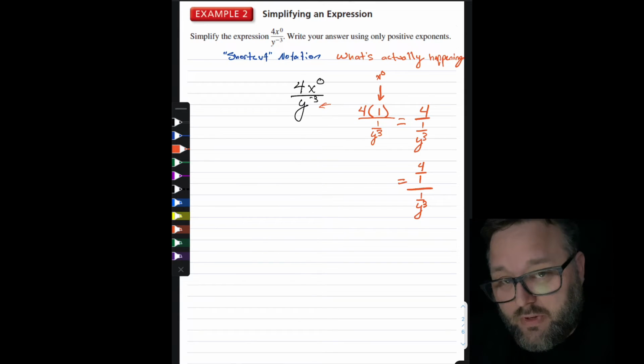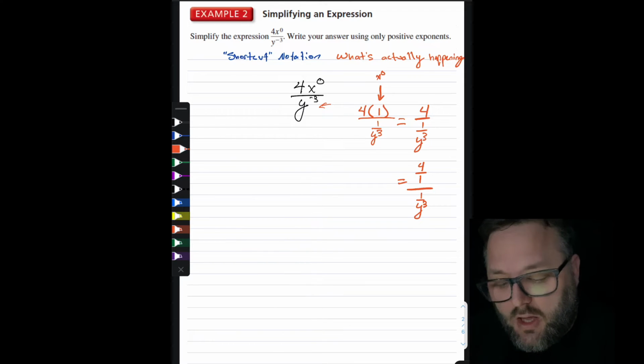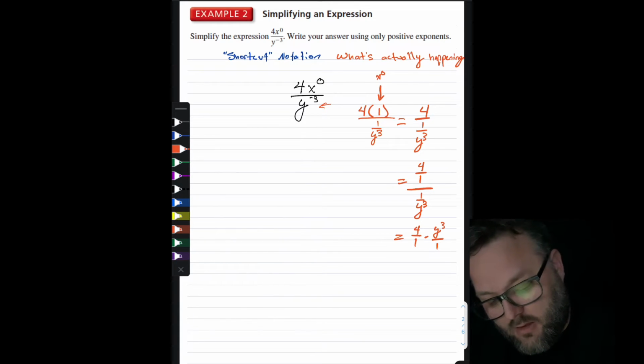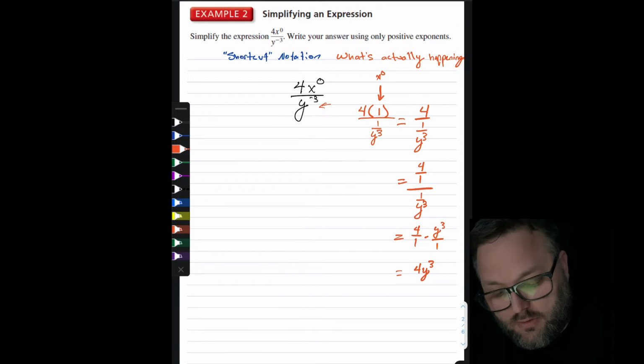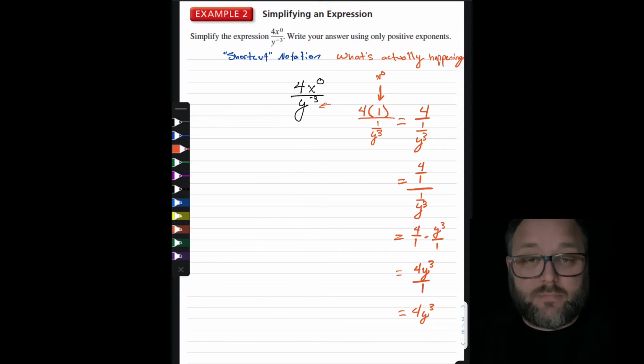Now, here I should be able to notice that if I multiply by the reciprocal, it's the same thing as dividing by the fraction. So if I take 4 over 1 times y cubed over 1, that's going to be the same thing as 4 times y cubed over 1 times 1, which is 1. And anything over 1 is itself, so 4y cubed, okay?